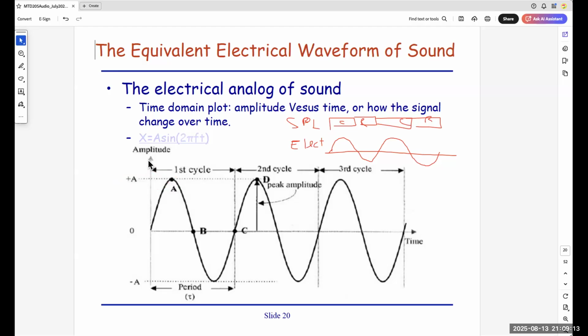The y-axis here is called amplitude. It represents something similar to sound pressure level. The higher the amplitude, the louder the sound. For example, the highest point is called A, and it represents the compression in the sound pressure wave. The lowest level is minus A, which is equivalent to the so-called rarefaction, that means the relaxation.